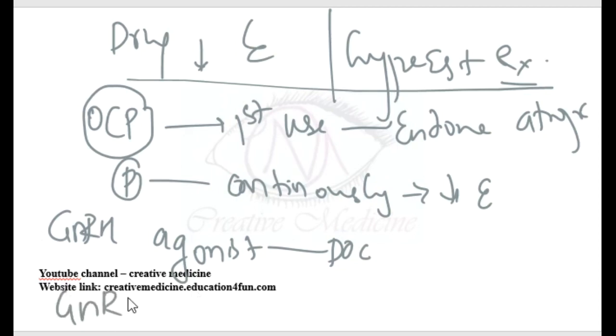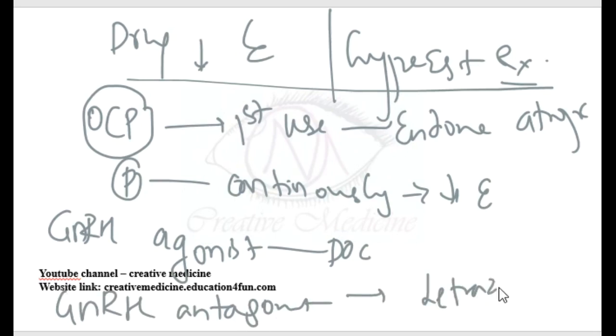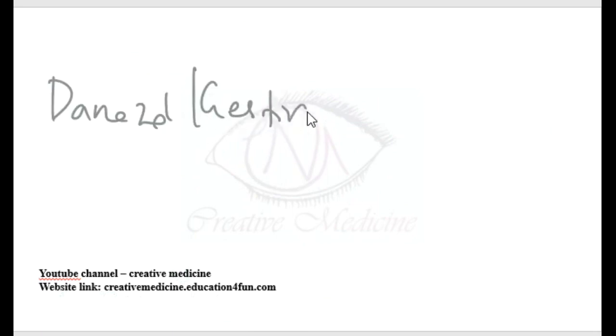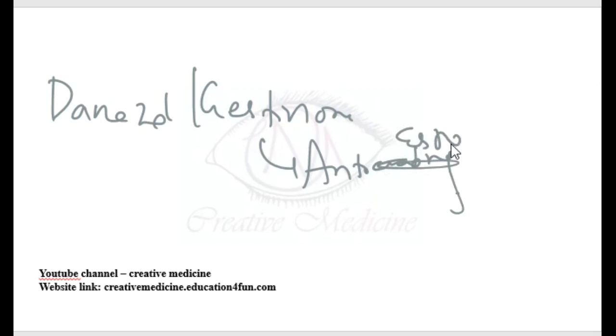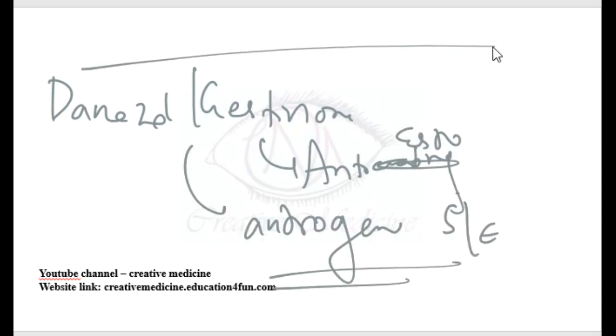Gonadotropin releasing hormone antagonists, if given continuously, letrozole, that is an aromatase inhibitor, and danazol or gestrinone, which are anti-estrogens. All these can be used in decreasing estrogen or in the management of hyperestrogenic conditions. Danazol and gestrinone have androgenic side effects.